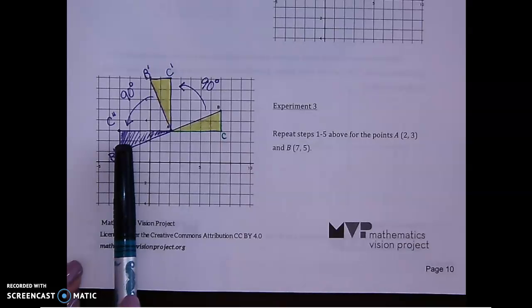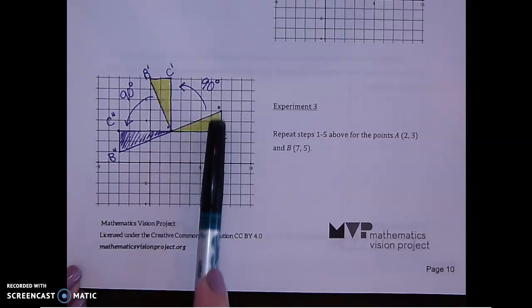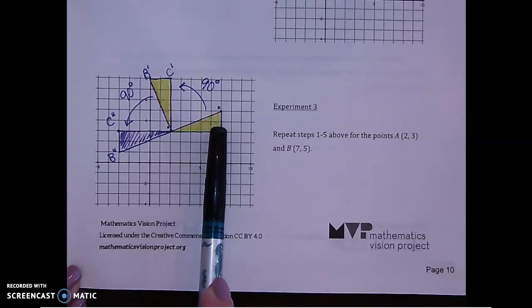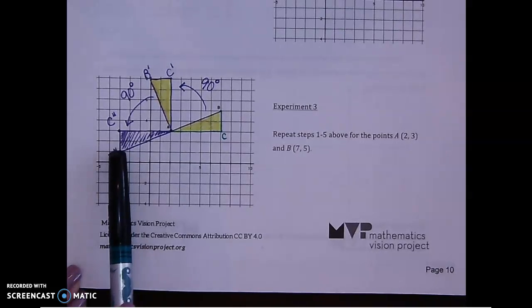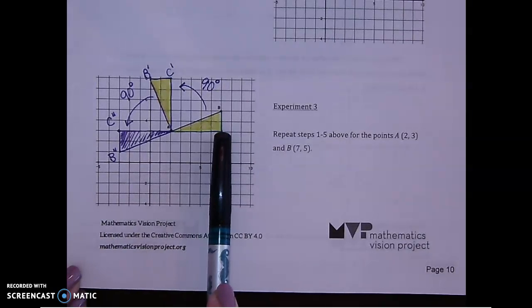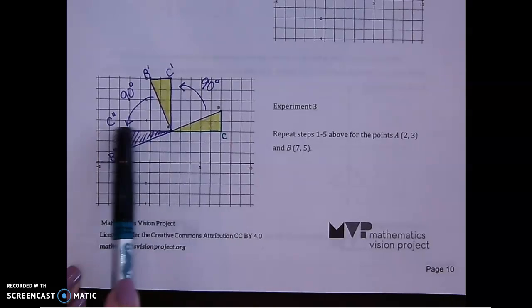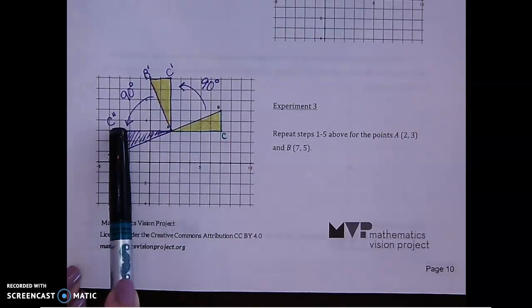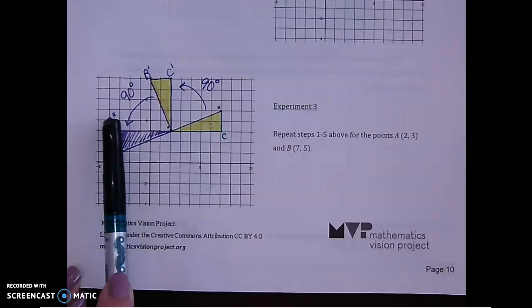So the properties that we had noticed really quick were that anytime you had a vertical line like BC, in the image you would still have a vertical line. Or AC is horizontal, and again, you would still have that horizontal A prime C prime. I use the double prime because we've actually moved it twice. We'll talk about that later.